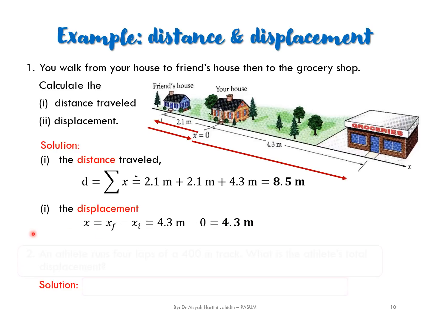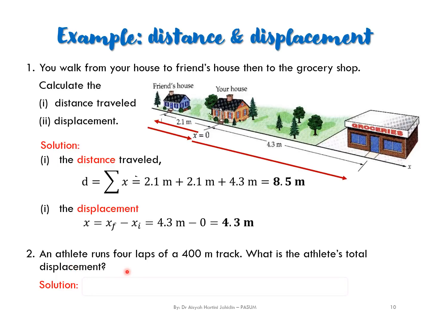For the next question, an athlete runs 4 laps of a 400 meter track. What is the athlete's total displacement? As you know, the initial point and the final point of the run are at the same position. So the displacement is equal to 0 meters.